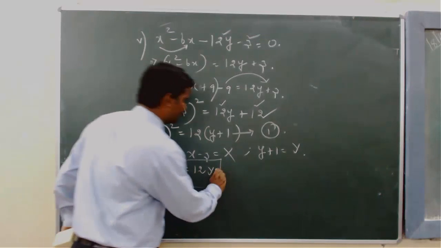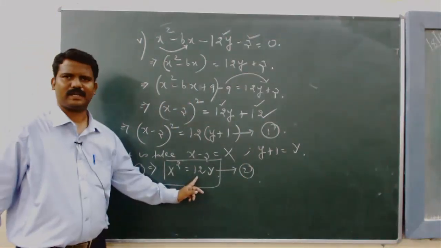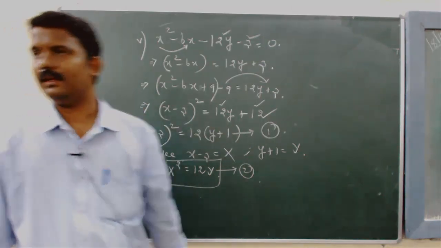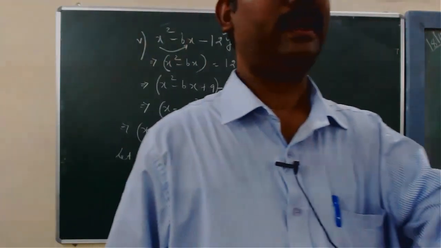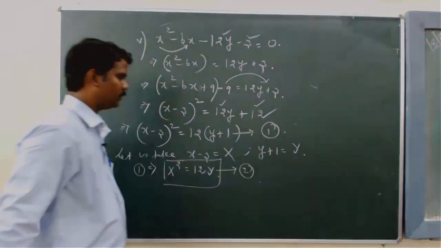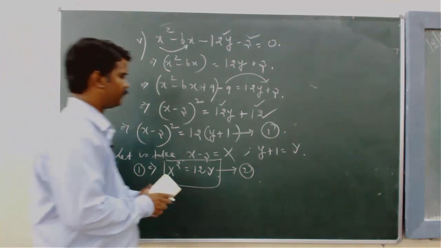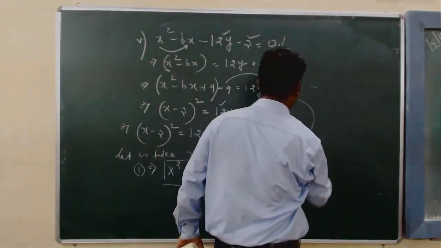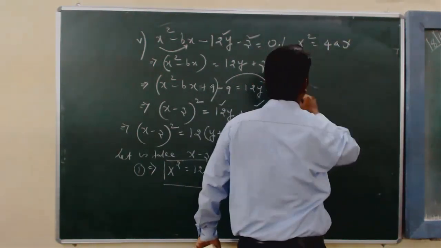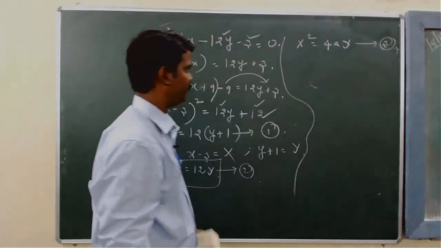And you call this as equation number 2. Look carefully at what format equation 2 is in. This is of the model x square is equal to 4ay. So it is type 3, right? Next step, write: equation 2 is of the form capital X square is equal to 4a capital Y, and call this as equation number 3.